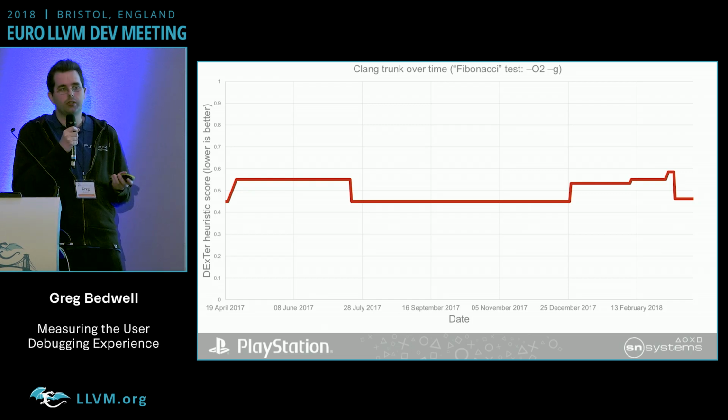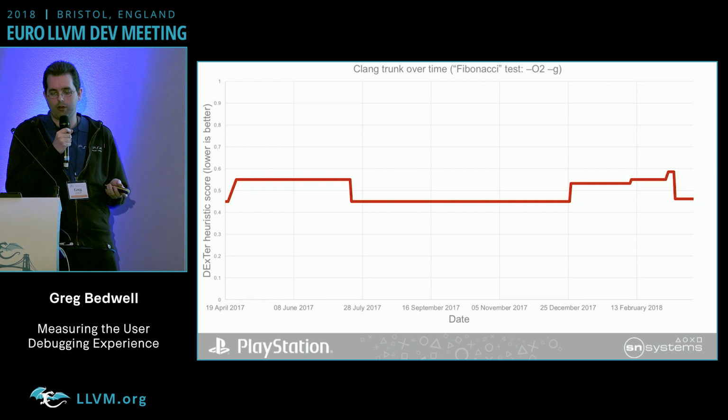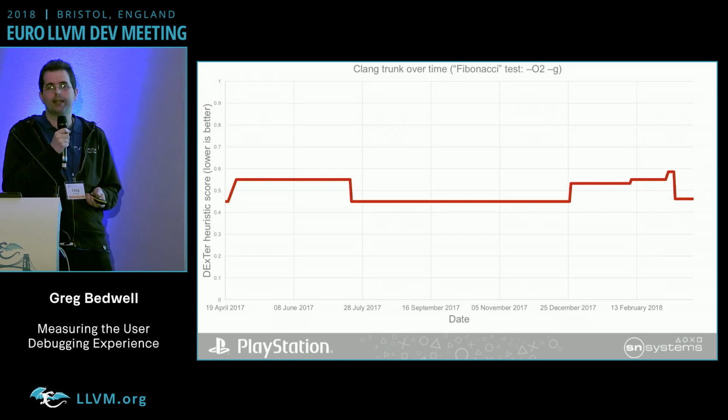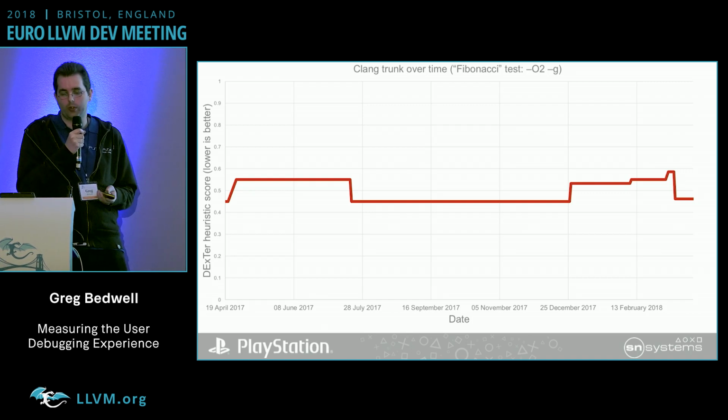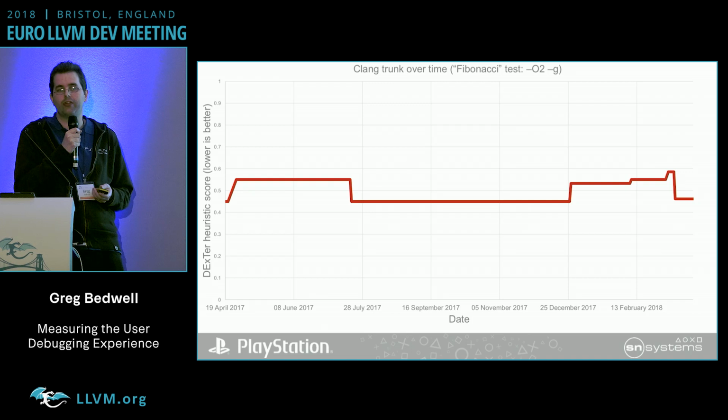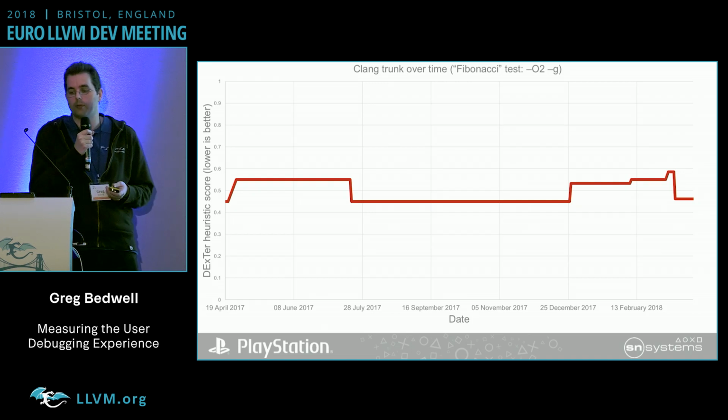So I took builds of Clang from LLVM trunk over the last 12 months, and I ran it on a simple example. It's a little bit more complicated than the previous test. It's just calculating a Fibonacci sequence with a loop, and I'm just looking at the values of the variables in the loop. The example is on my poster.